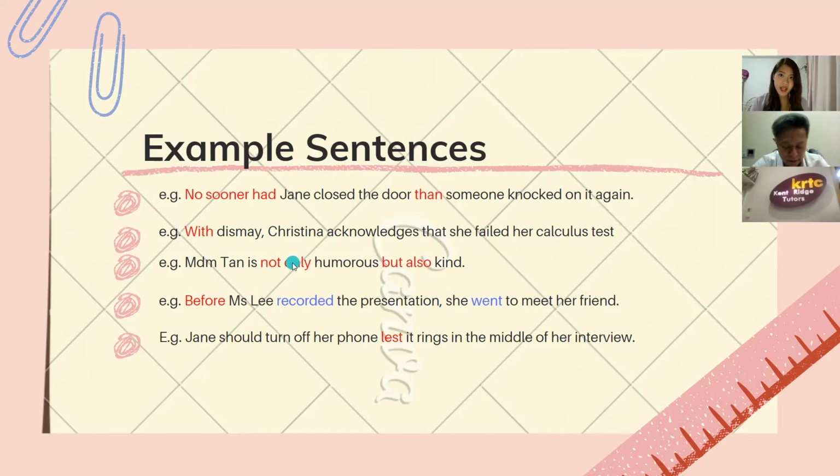Why does the tense change? Because the form of dismayed also changes, okay? Because you're looking at the subject of Christina. That moment when she acknowledges her failure is that moment when she feels dismayed. That's why dismay changes, acknowledges also changes, okay?